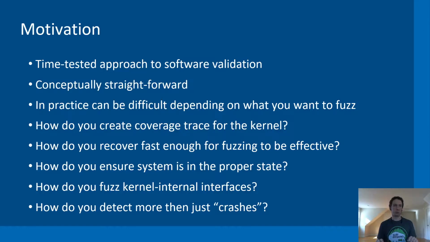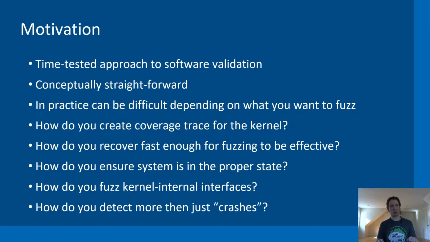If you talk about fuzzing the kernel, then you have to answer the following questions: how do you get coverage trace information for the kernel, and how do you recover your system fast enough for fuzzing to be effective? If you are fuzzing your system online and it crashes and it takes a minute to reboot, then your fuzzing is not going to be very fast. And also, how do you ensure that the system is in the proper state between fuzzing iterations? Ideally, you want to start from the same starting point. Otherwise, you might not have bugs that are reproducible.